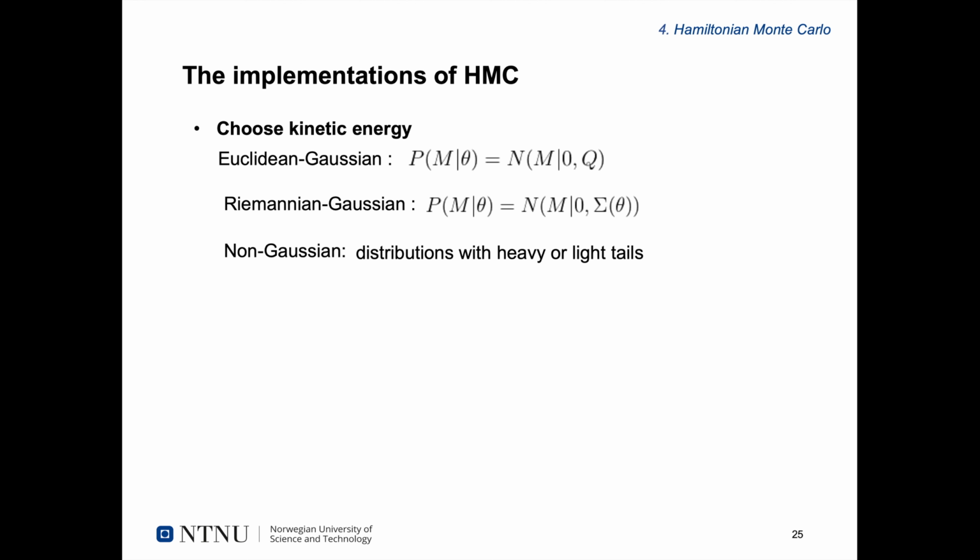A Riemannian structure allows us to construct a Gaussian distribution over the momentum, whose covariance depends on our current position in parameter space. If the matrix sigma is well chosen, then this modification can significantly improve the performance of the Hamiltonian transition empirically. In theory, we are not limited to Gaussian distributions over the momentum, but empirically, non-Gaussian kinetic energies tend to perform poorly, especially in high-dimensional problems.